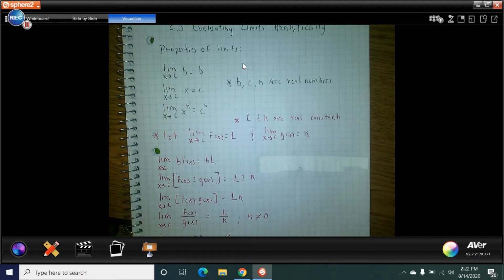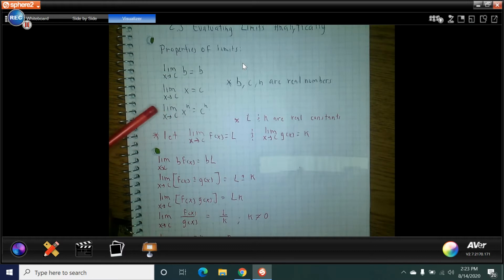Basically, the limit as x approaches c of a constant is just the constant itself. The limit as x approaches c of x equals c, and the only way that could happen, guys, is literally just think about it. If you plug in c for x, you would get c, right? Which is the same idea here. The limit as x approaches c of x to the n: well, if you plug in c for x, you're going to get c to the n.